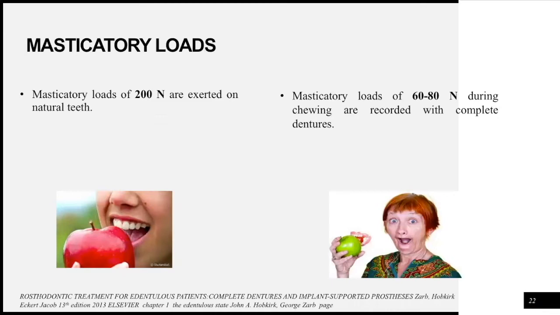Masticatory load. The force required varies depending on the type of food and the loading of the supporting tissue. So in the natural state, the masticatory load exerted is around 200 newtons, and in the complete denture it is 60 to 80 newtons.